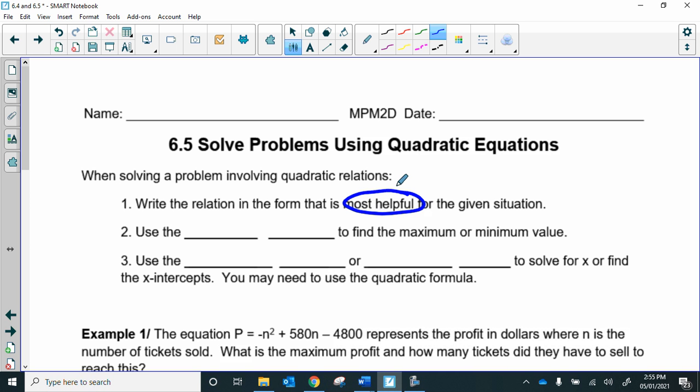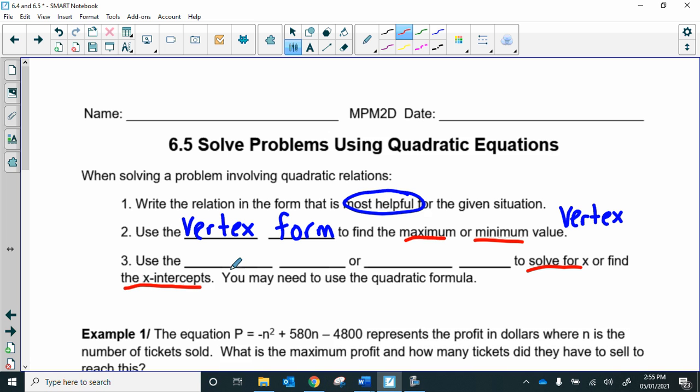So if you see the word max or min in your word problem, that is asking you for the vertex. Max and min is the vertex of the parabola, which means we want vertex form. Once you have vertex form, you can pick out that vertex very easily. It's just (h, k). So if we have vertex form, that will help us in those situations. If they're asking us to solve for x or find the x-intercepts, that's when we would want standard or factored form.